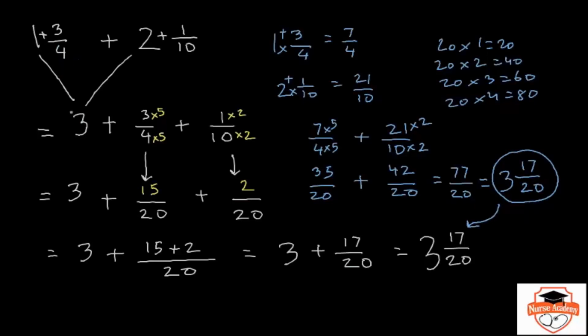Usually this method, the first one I showed you, is more common, and therefore we are going to stick to this. Let's try another one. Let's say you want to do 3 wholes and 4/5 plus 4 wholes and 2/3. So let's add the whole numbers together. 3 plus 4 is 7, plus we have a 4/5 plus a 2/3.